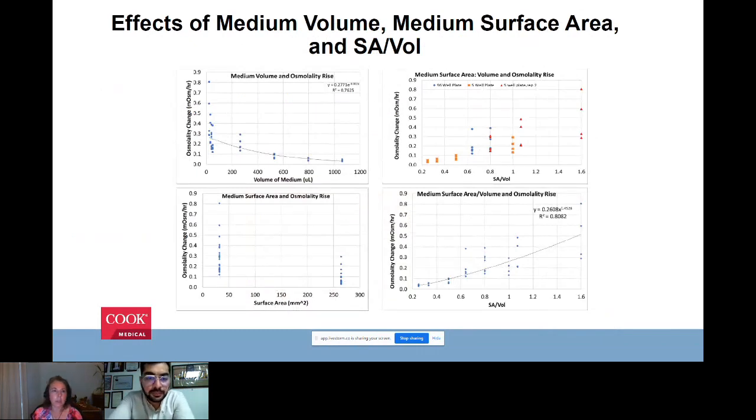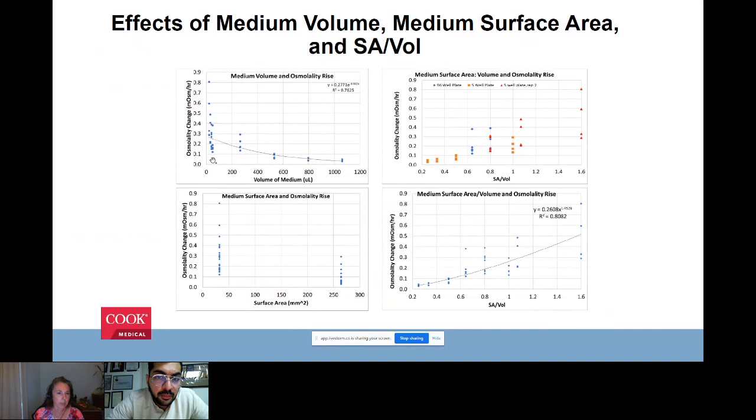So keeping in mind what I was saying earlier, that we use 2 different types of dishes, we started looking at the combined results on the effects of medium volume, medium surface area, and surface area to volume. If we look at this first graph on the left, the top one, which is medium volume and osmolality rise, we notice that with a fixed surface area, the biggest effect is when the medium volume is lowest.